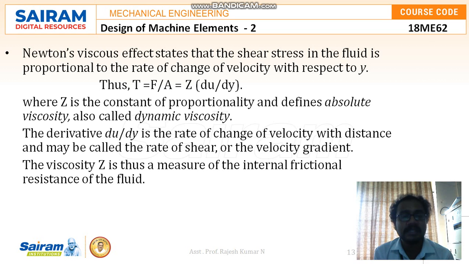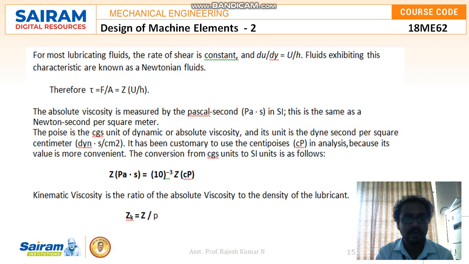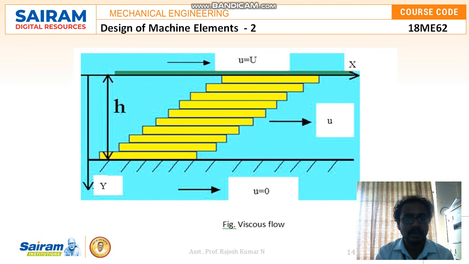Newton's viscous effect states that the shear stress in the fluid is proportional to the rate of change of velocity with respect to y. Thus τ = F/A = Z du/dy, where Z is the constant of proportionality and defines absolute viscosity, also called dynamic viscosity, and the derivative du/dy is the rate of change of velocity with distance and may be called the rate of shear or the velocity gradient. The viscosity Z is thus a measure of the internal frictional resistance of the fluid. And this is the sketch.